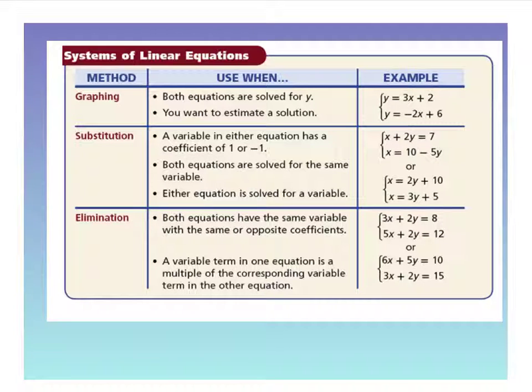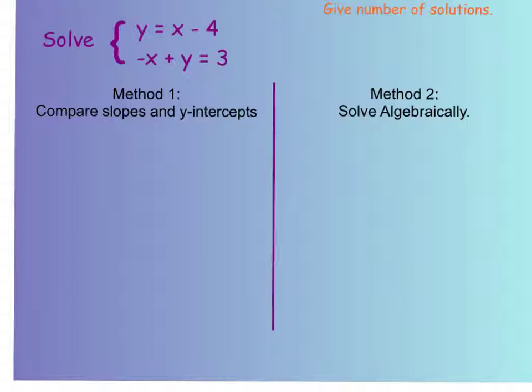Elimination, that's when both equations have the same variable with the same or opposite coefficients. So 2y, 2y, all we need to do is multiply by -1 here, and then we can cancel. A variable term in one equation is a multiple of the corresponding variable term in the other. So in other words, if 3 can go into 6, then this could easily turn into elimination if we wanted it to.